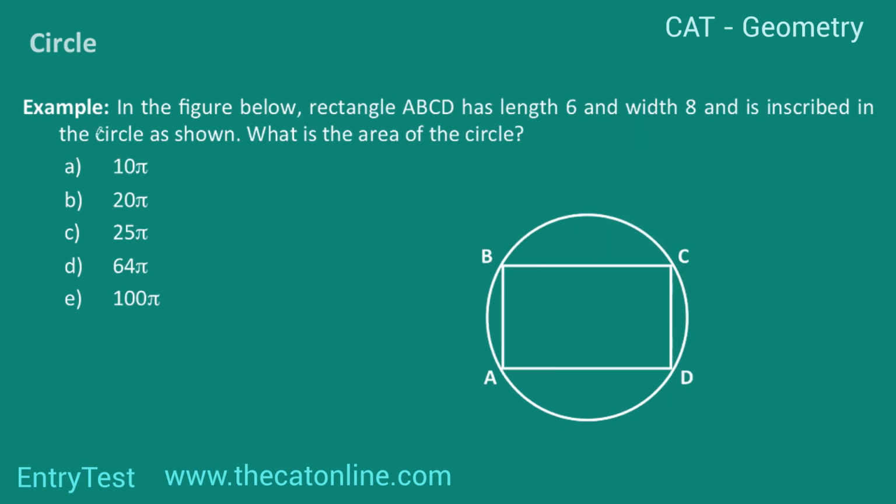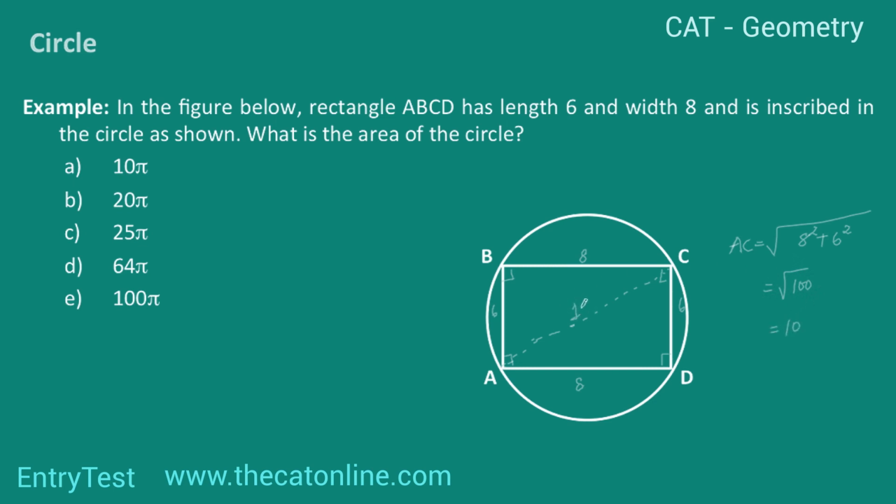Moving ahead to another example. In the figure below, rectangle ABCD has a length 6 and width 8. So this is 8, this is 6. Rectangle means opposite sides are equal, opposite sides are parallel, and all the vertex angles are 90 degrees. There are two diagonals that I have. Now the length of this diagonal AC would be given by Pythagoras theorem, which is the square root of 8 square plus 6 square, which is square root of 100, giving me an answer of 10.